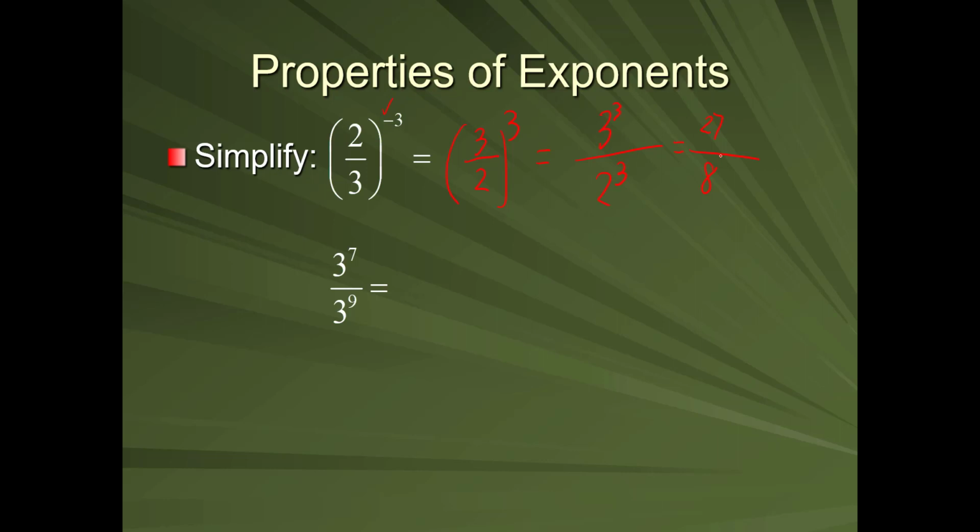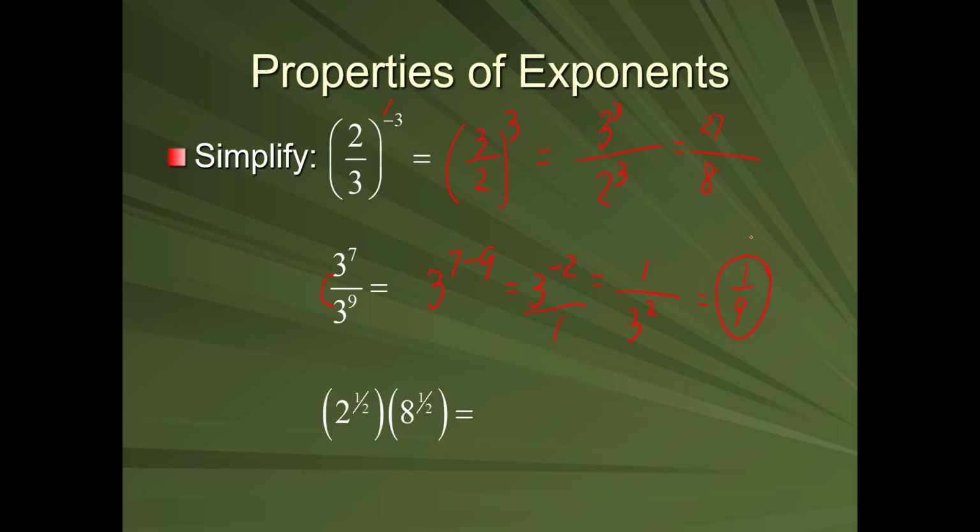And similarly, we have 3 to the 7 over 3 to the 9. Same base, keep the base and subtract the powers, and we get 3 raised to the negative second power. Now flip it to make the exponent positive, so it becomes 1 over 3 to the second, so it's 1 over 9.